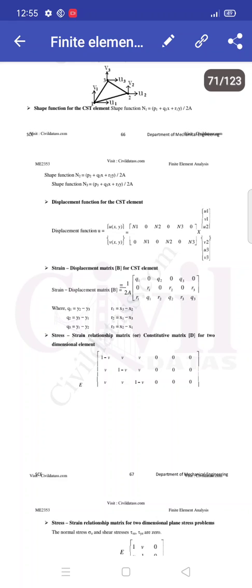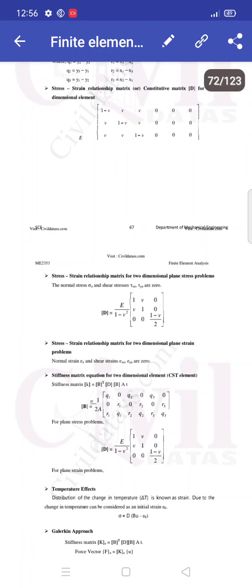Stress strain relationship matrix or constitutive matrix D for a two-dimensional element: E by 1 minus nu squared times the matrix with first row 1, nu, 0, second row nu, 1, 0, and third row 0, 0, 1 minus nu by 2. This is the stress strain relationship matrix for a two-dimensional plane stress problem.